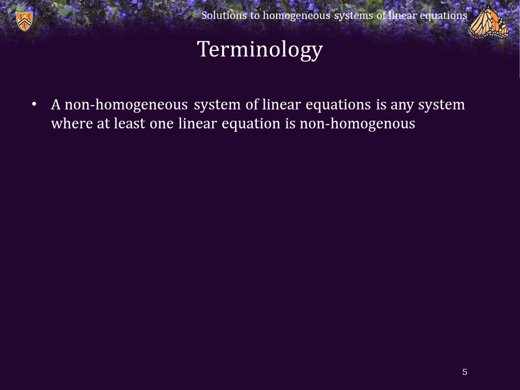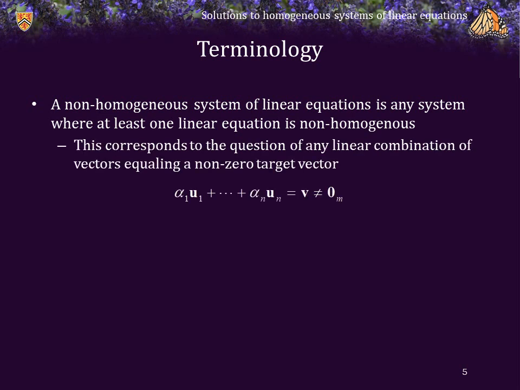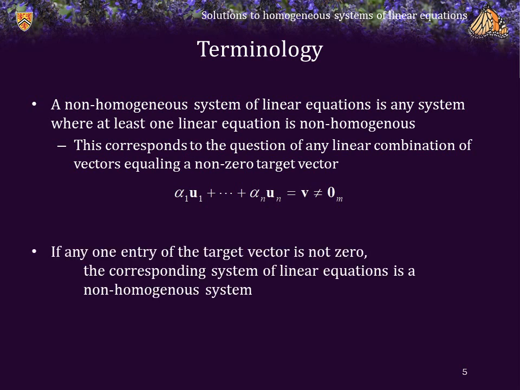Now, a non-homogeneous system of linear equations is any system where at least one linear equation is not homogeneous. This corresponds to the question of finding a linear combination of vectors equaling a non-zero target vector. So, if any one entry in the target vector is not zero, the corresponding system of linear equations is not a homogeneous system, or it is a non-homogeneous system.